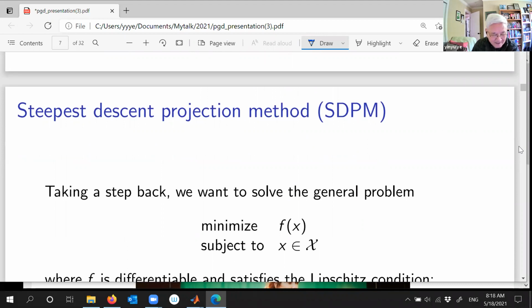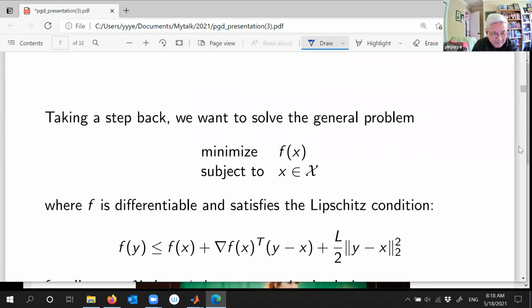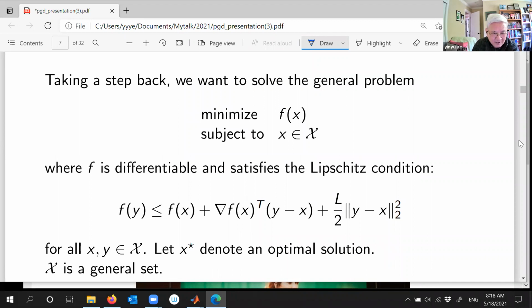So let's consider an even more general problem, okay? We just want to solve a problem: minimize f(x) as our objective function. This function can be convex or non-convex. And also, we have a constraint set, call it X, which can also be convex or non-convex, okay?